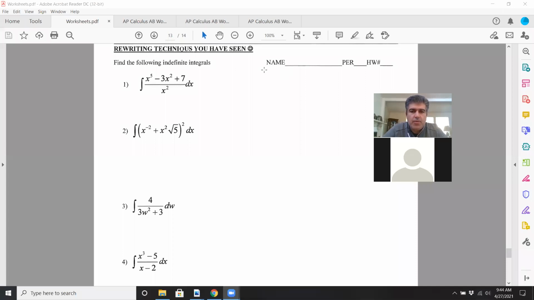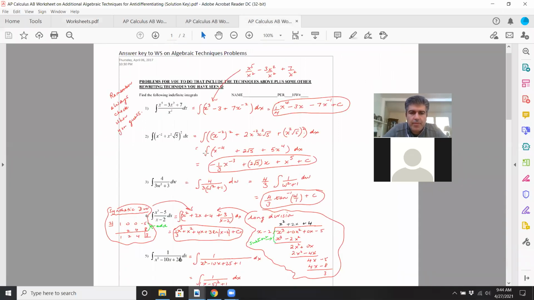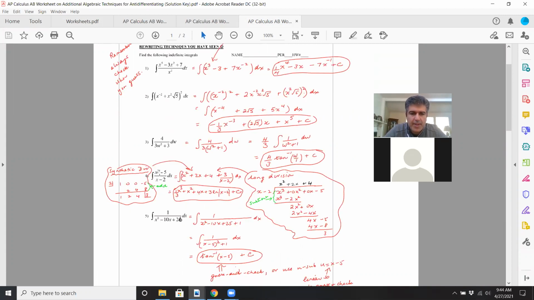Okay, so here's the solution key for number 1. So again, you just want to divide each of the terms by x squared. So you get that x cubed minus 3 plus 7x negative 2. And you have to derive that. For number 2, it's squared, so that's a little tricky. So you could expand it and then work it out. So that's not too much spoiling.